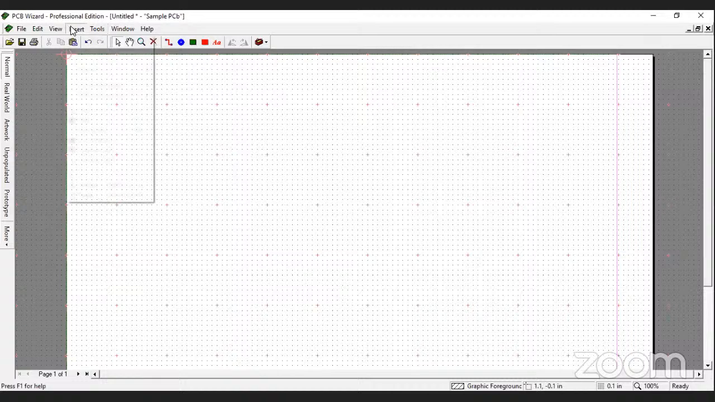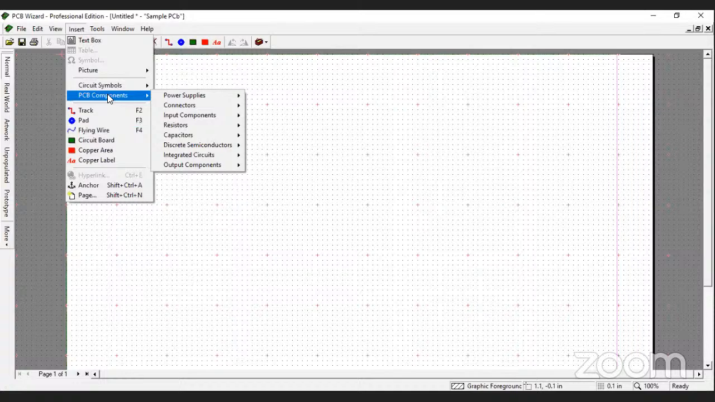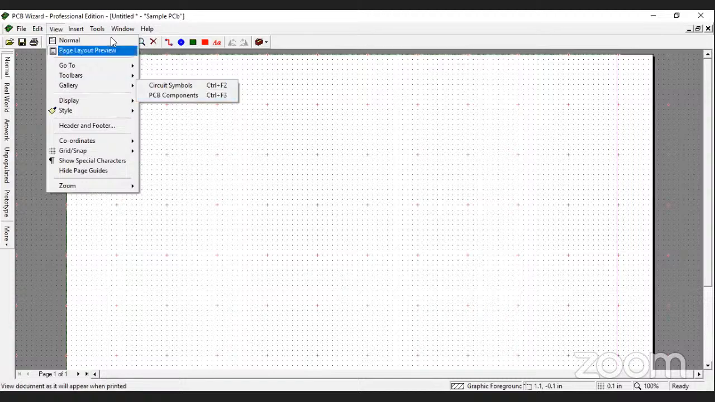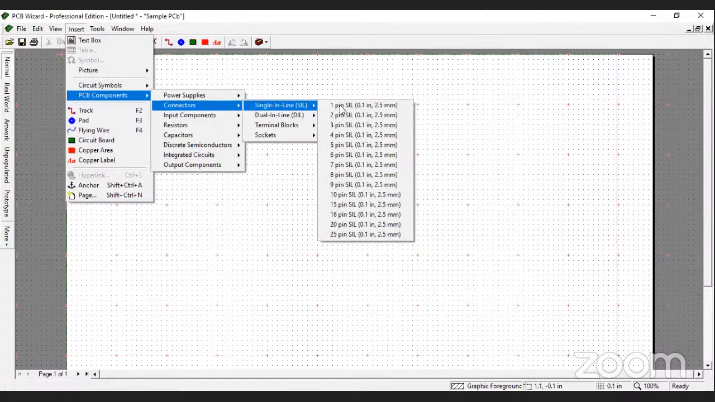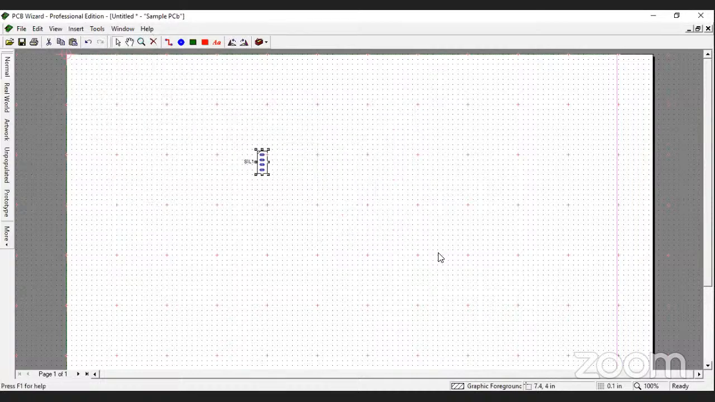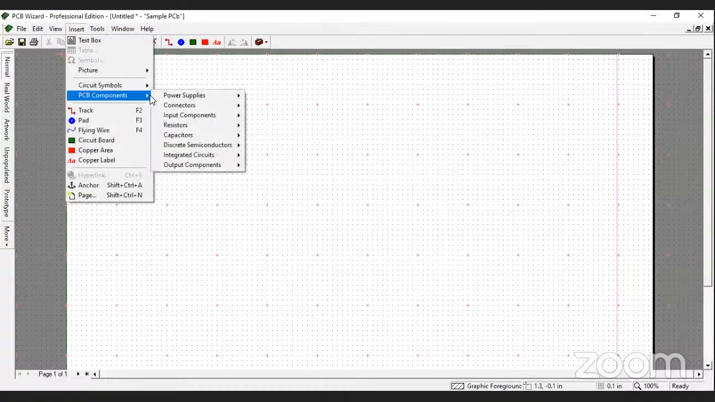So inside the insert, there is called PCB component, right? So from the gallery, you have a choice. Either you can go to the gallery from here, or you can go to the PCB components. Let's say power supply, let's say connectors. I want single inline connector. Let's say I want 4-pin single inline connector. Let's say it's done, right? So how many pins are there? 1, 2, 3, 4. 4 pins are there, right? So any component I wanted to get added from PCB components, I can add it here.